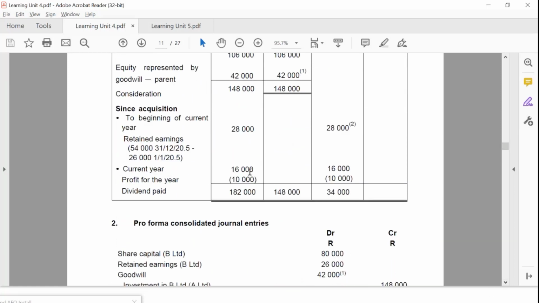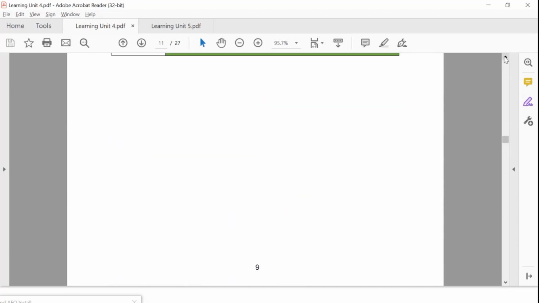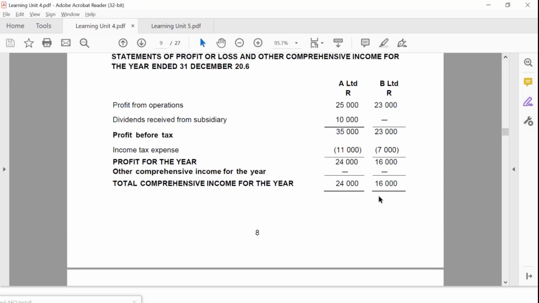Then we have current year. Current year, the profit is 16,000. How do I know that the current year profit was 16,000? I look at the statement of profit and loss and other comprehensive income. The profit for the year, 16,000. So that's how the 16,000 came about.